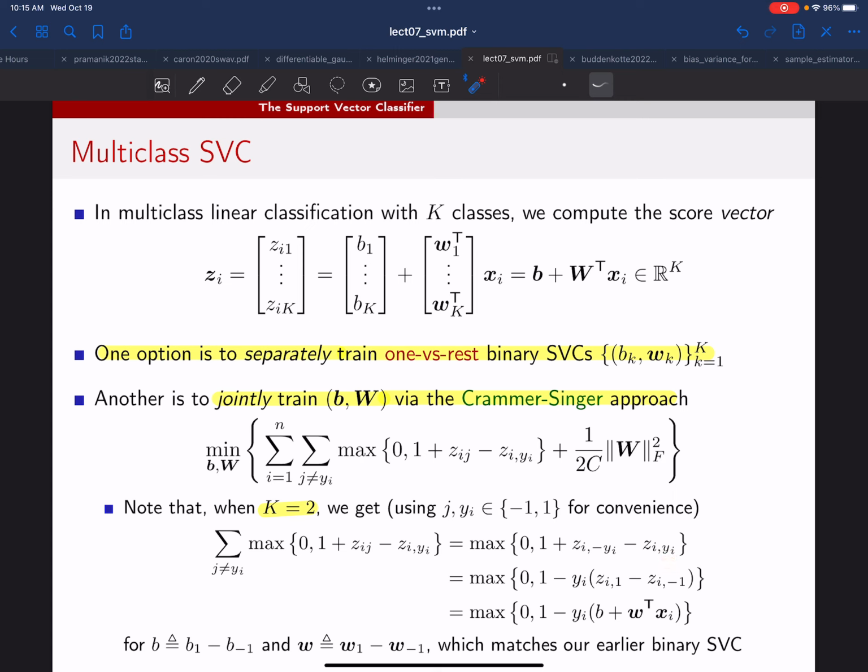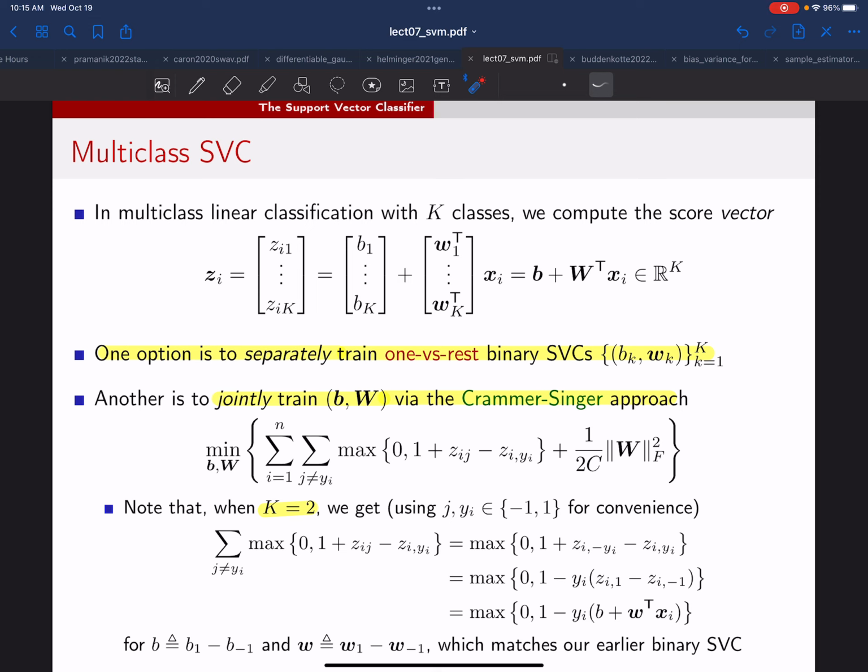So it's possible to fix this yi at minus 1 here, and then actually bring the yi to the outside. So for example, when yi equals 1 here, this term, the negative zi1, will be here, negative zi1, and then the other one, positive zi minus 1, will be here, positive zi minus 1. Okay, so there's just another way of writing it.